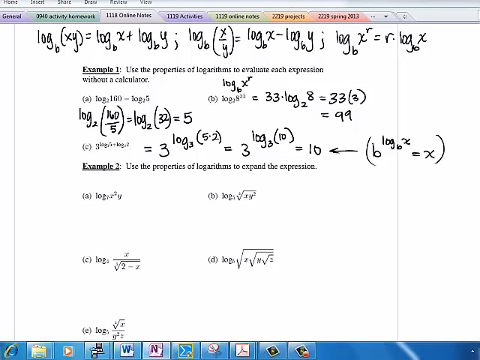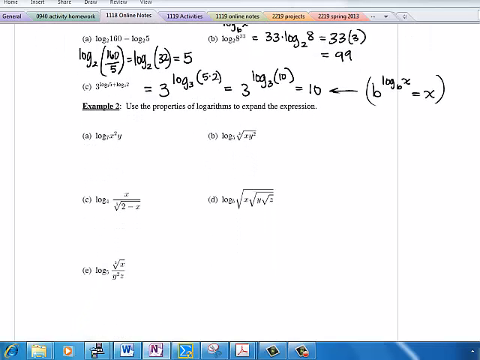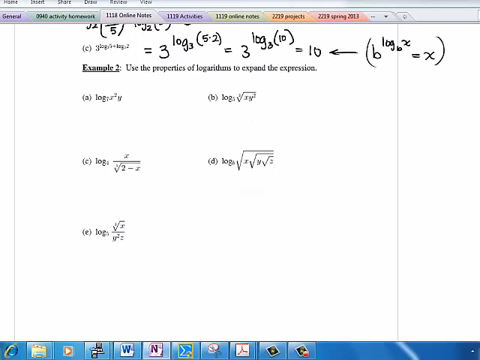So example C required 2 properties. First, the property that allowed us to combine the exponent logarithms, and then the property that says a function and its inverse composed, we just get the original input back. Okay, moving on to example 2.